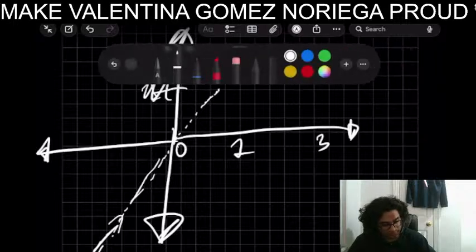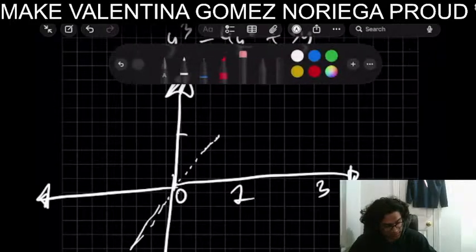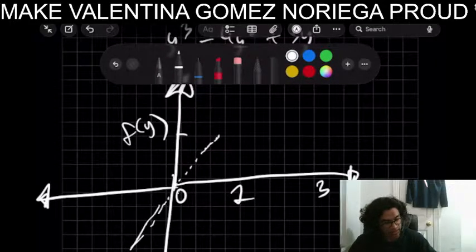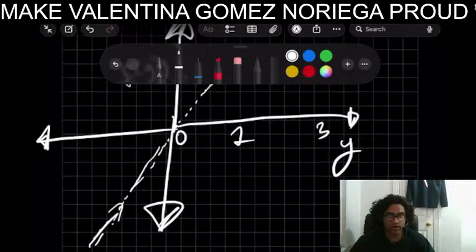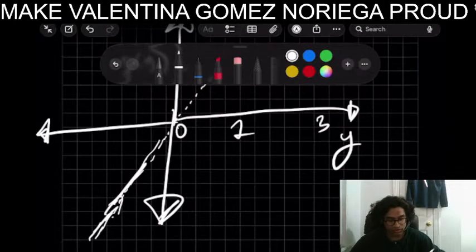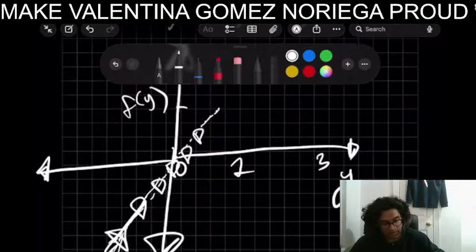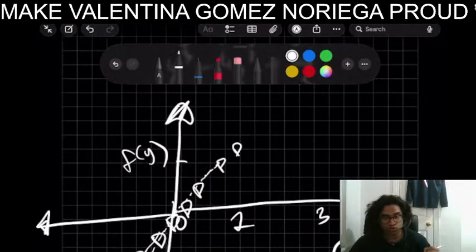This will be y, and that's not x. So this will be y, and this will be f of y. And when y is equal to 0, we know from less than 0 it's going to go upwards. So we're going to go up, up, and then it's going to touch 1. Now we're going to go down.